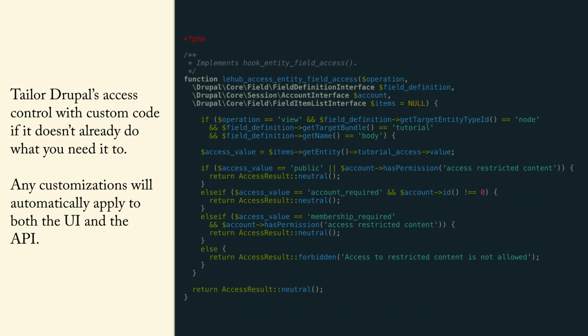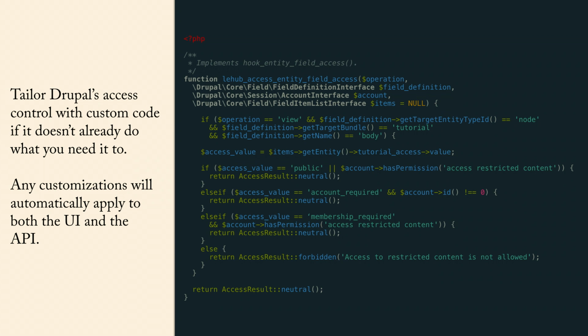This is not Gatsby code. This is Drupal code. This is an implementation of Drupal's hook entity field access. And in my use case, what I needed to do was restrict access to some of the content on the site. And when you think of Gatsby consuming data from Drupal, by default, it's going to act as an anonymous user.